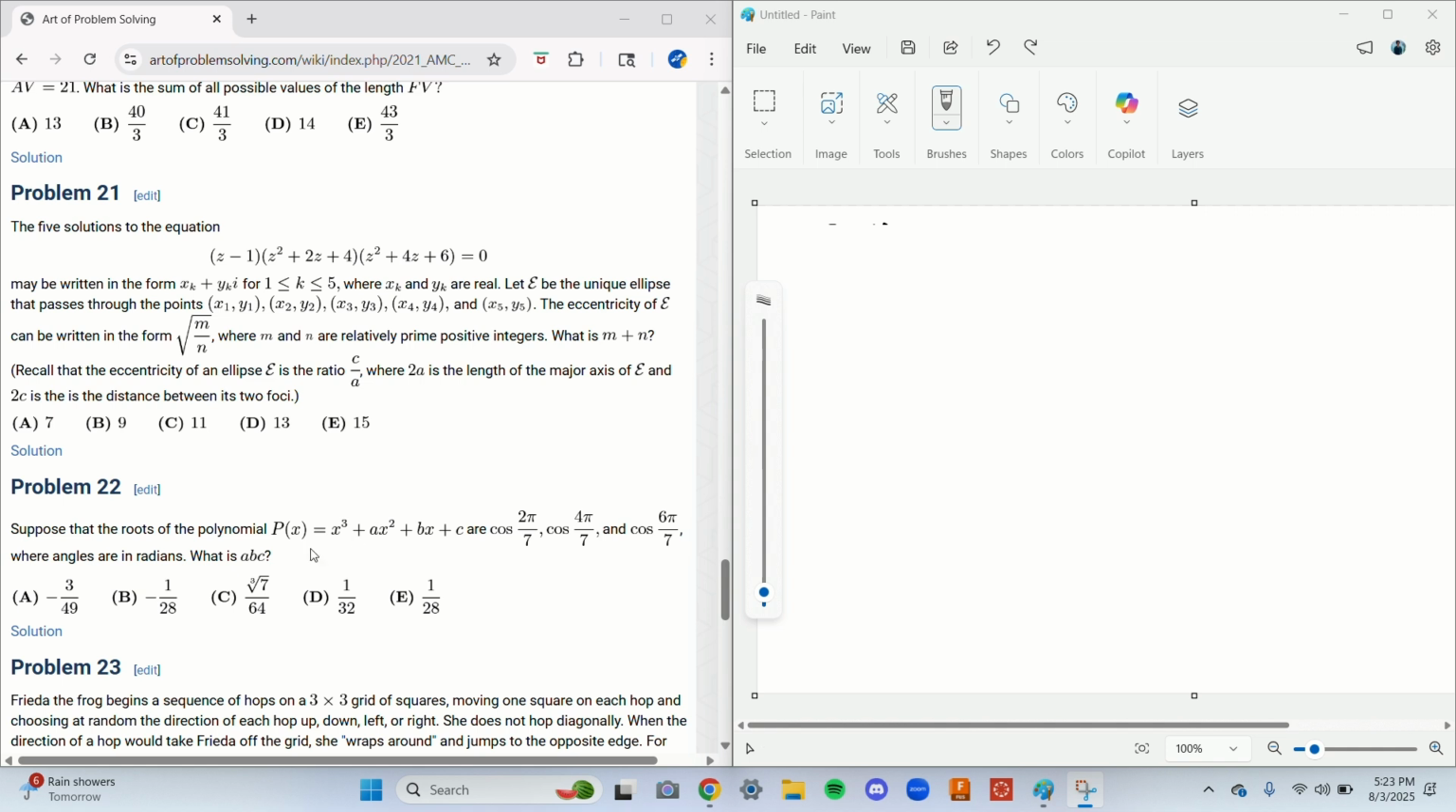So the problem gives us this cubic polynomial, and it says that it has three roots, which are cosine of 2 pi over 7, 4 pi over 7, and 6 pi over 7. And then we're just asked to find the product of these coefficients here.